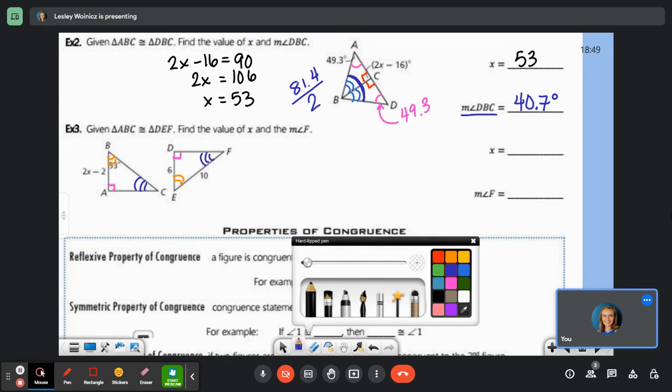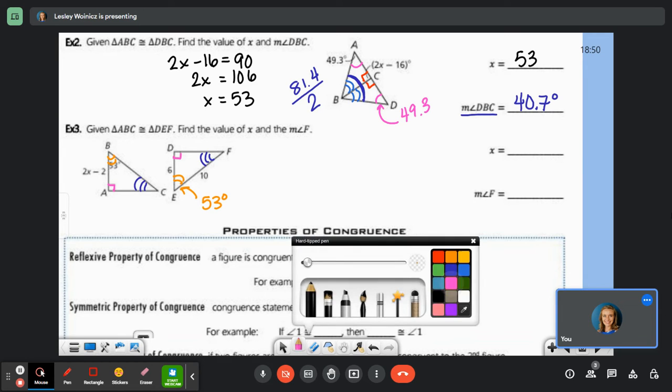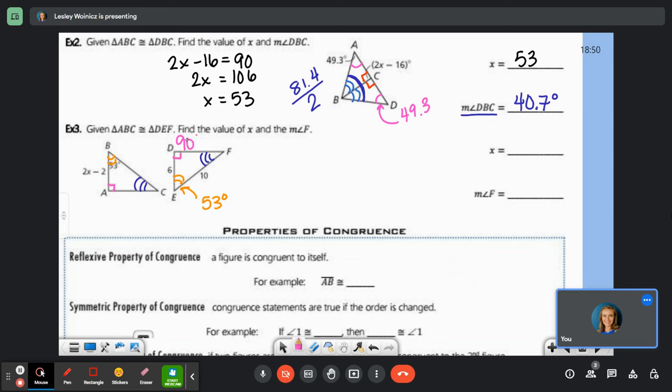Let's work on the measure of angle F first. If this little angle is 53 degrees, then so is this little angle, 53 degrees, because those are listed as congruent in the way that they're listed. So I've got 53. I got 90. If I subtract 53 and 90 from 180, I should get the measure of angle F.